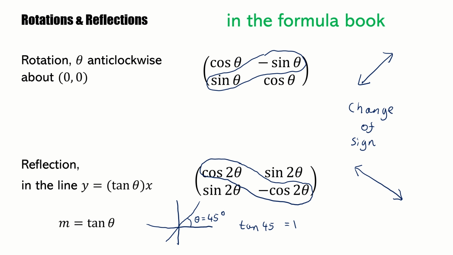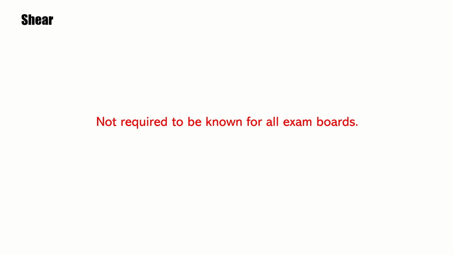Controversially, there is arguably a sixth transformation that some students need to know for some A levels called a shear. But note I'm being very careful there to say the word some, and that's because there are some A level exams where you don't need to know what a shear is. And in fact, for the exam board I teach, you don't need to know what the shear transformation is. So therefore, I'm not going to cover the shear transformation in this video. I might make an extra video on it at some point.